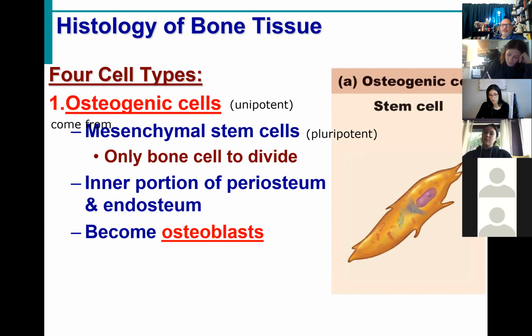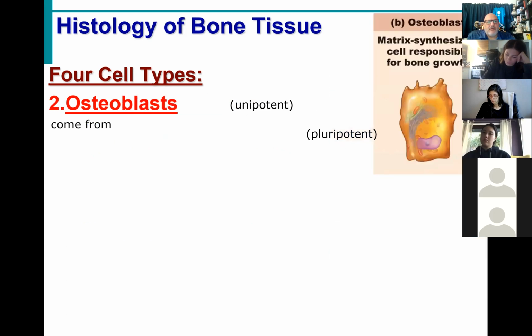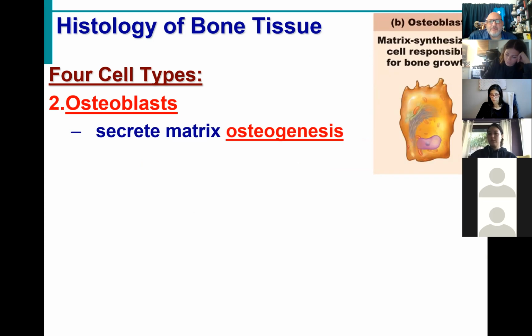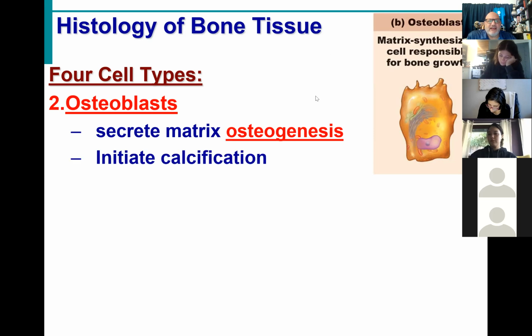And being unipotent stem cells, when they divide, there is one thing and only one thing they can become, and that is osteoblasts. B for blast, B for build. Our osteoblasts are the ones that make the bone matrix. Osteogenesis, genesis, give birth to, osteo, bone. They're the ones that make the matrix. And again, they do this by taking that calcium and depositing it on collagen fibers. So they initiate the calcification. They build the bone. B for blast, B for build.